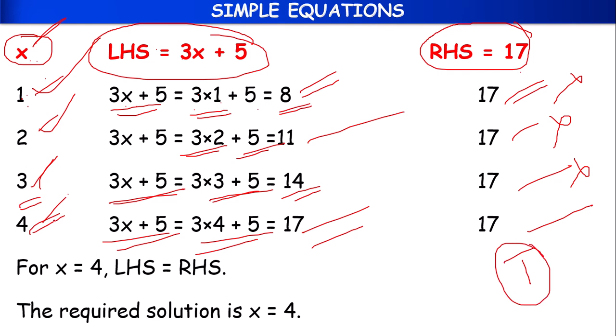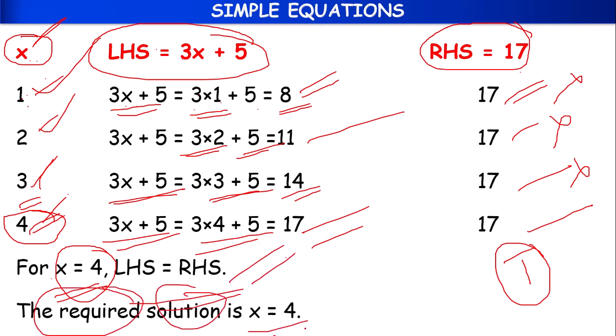So when we keep 4 in the place of x, for x equal to 4, we got LHS equal to RHS. So the required solution is x equal to 4 for the equation 3x plus 5 equal to 17. Like that, by substituting different values, if we finally come to one solution, that is called trial and error method.